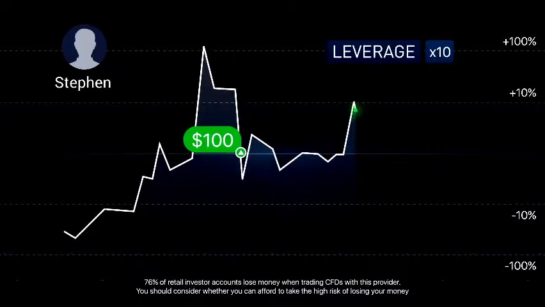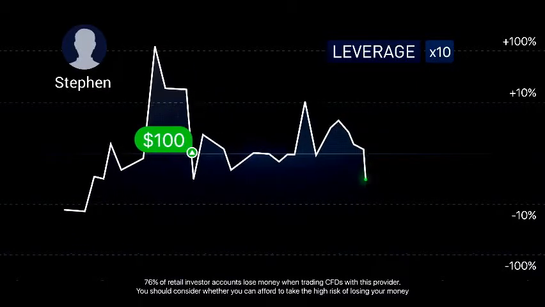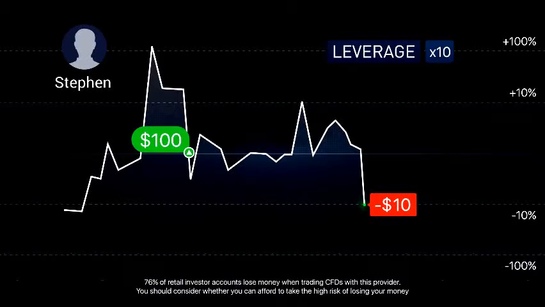But what if the price goes in the wrong direction? In this case, the losses will multiply accordingly, but you'll never lose an amount larger than your original investment.